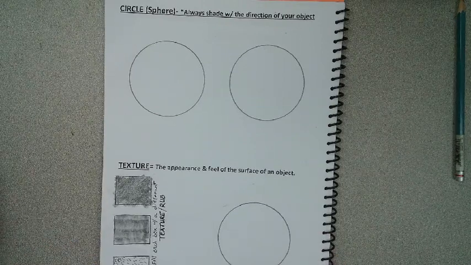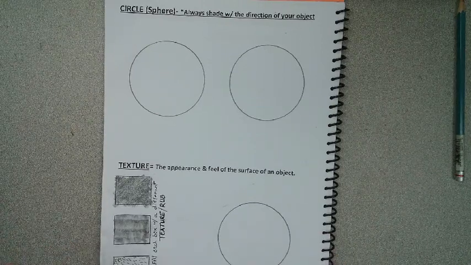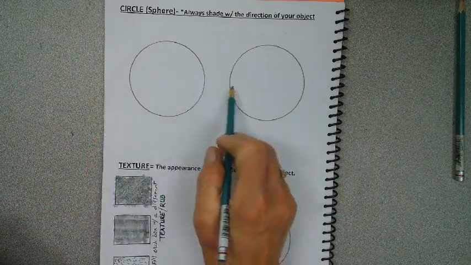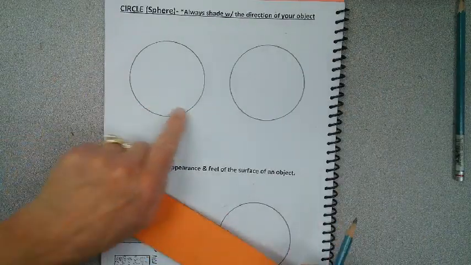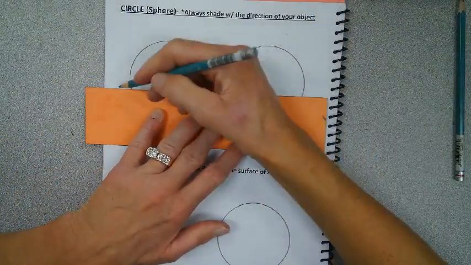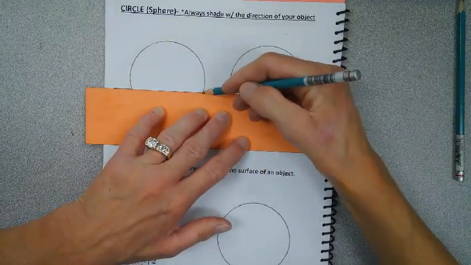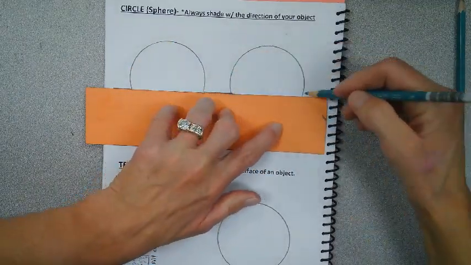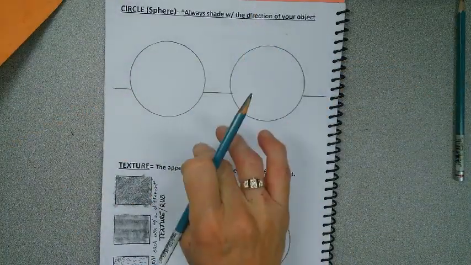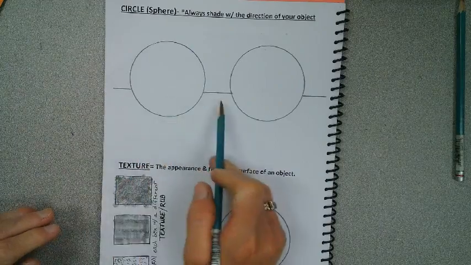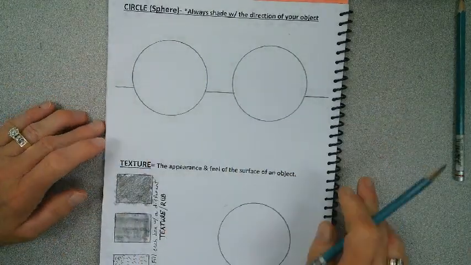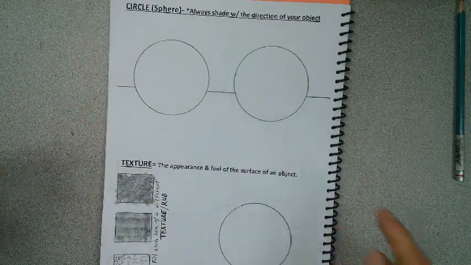Okay, to get started today, what I would like you to do is take your straight edge, and I want to begin with just putting, if your circles are fairly lined up, I'm just going to go ahead and put a wall line. So a wall and a floor line. I'm just going to put that in right now on my top two circles. Again, these are going to be two different objects.